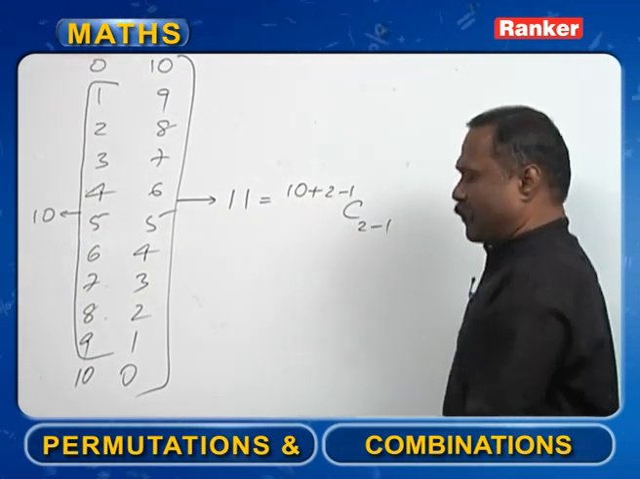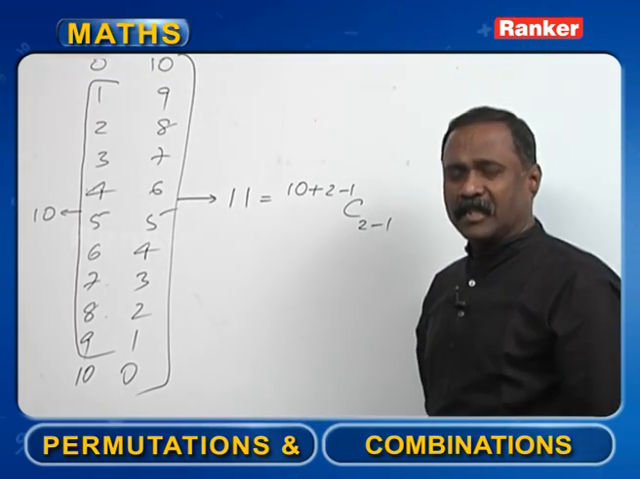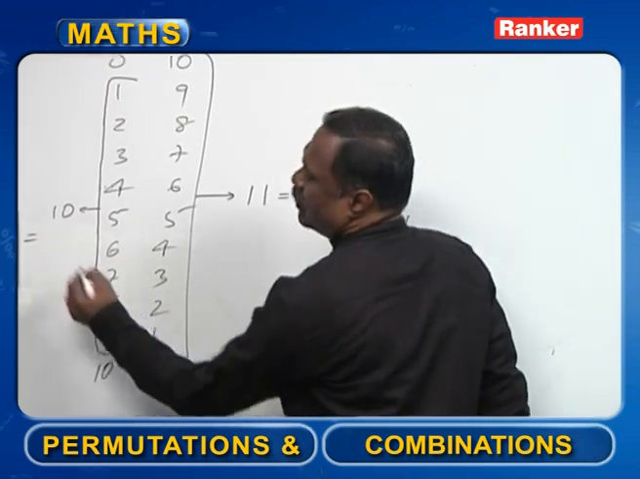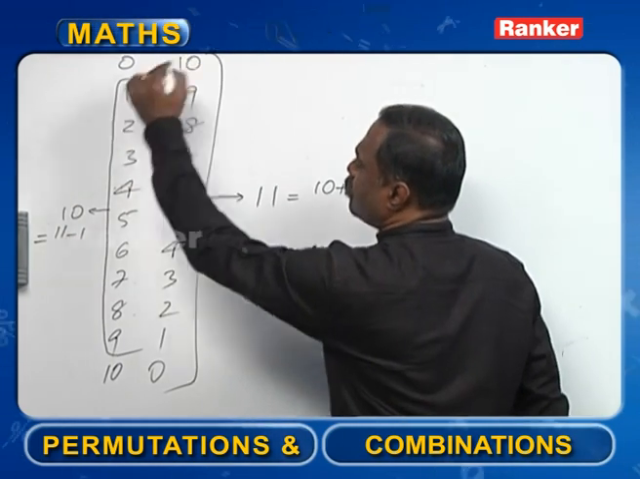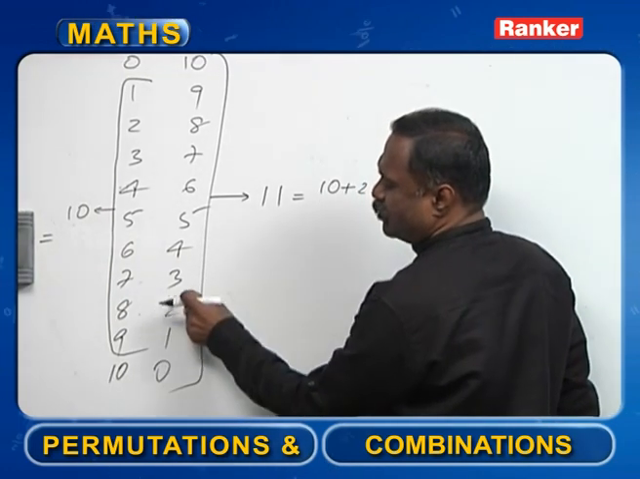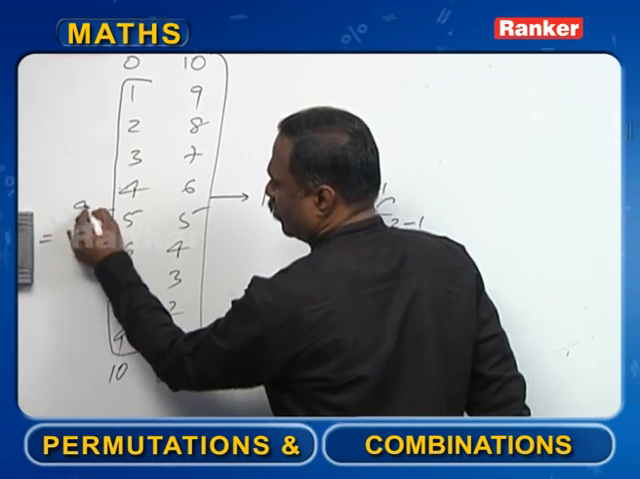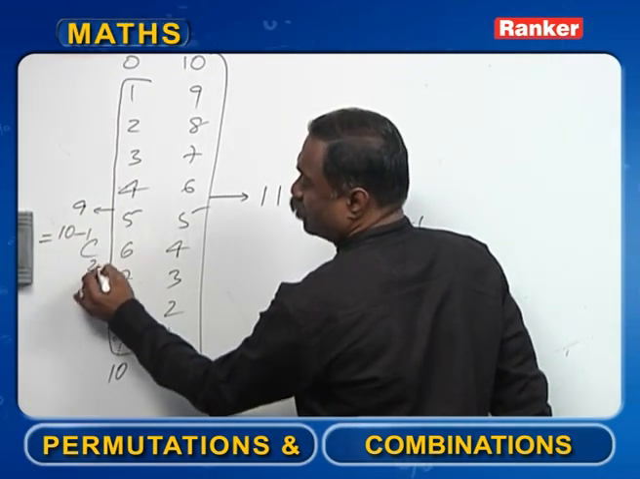C 2 minus 1. Then how do you write this, sir? How do we understand this? I'll explain that. Just wait. And this is 10. 10 can be written like this: 11 minus 1. Count this. 1, 2, 3, 4, 5, 6, 7, 8, 9 are there. Not 10. 9 are there. So I'll write this in this way: 10 minus 1 C 2 minus 1.